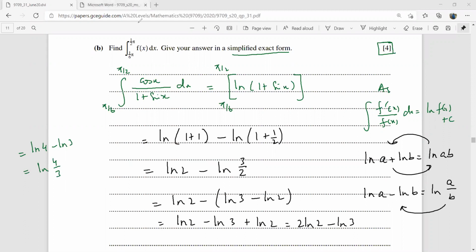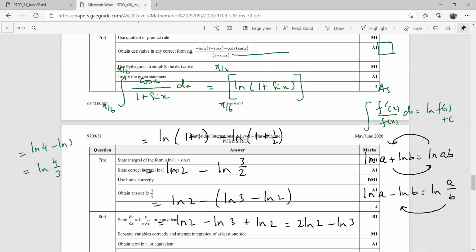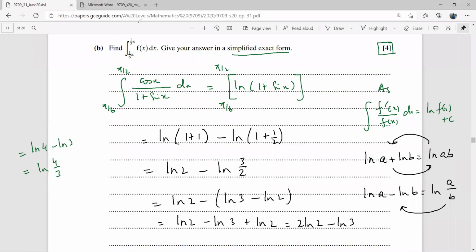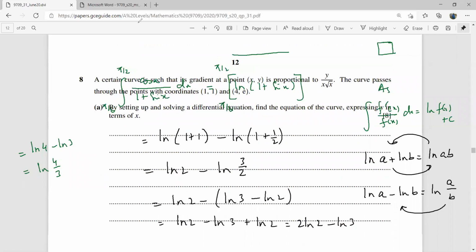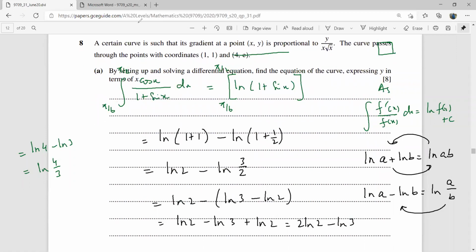Let's see what the examiner has. Oh, he has given the answer as ln 4 by 3. Look at this here, so we have written this as ln 4 over 3 as well. So he could have told us to write the answer as a single logarithm. Anyhow, this is your B part. And then we are on to question number 8.